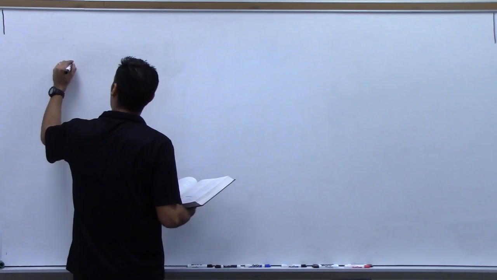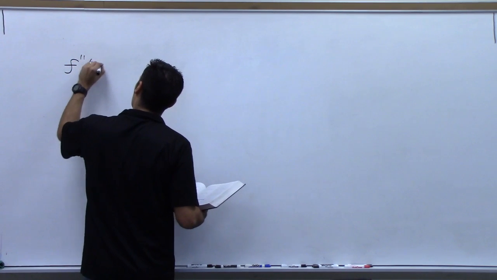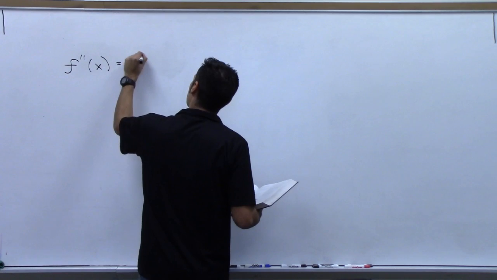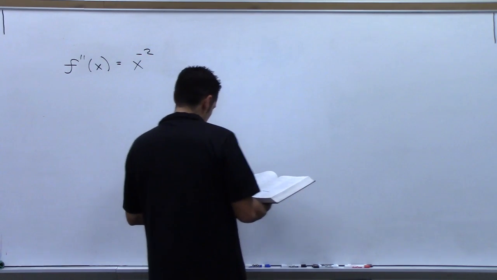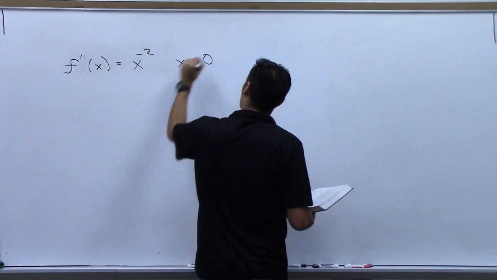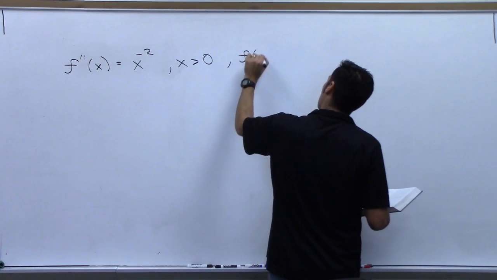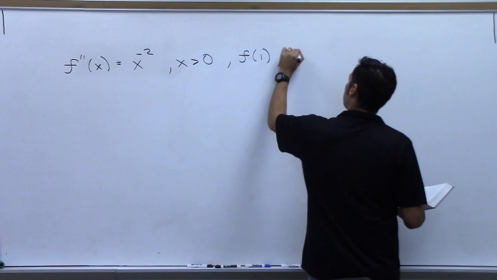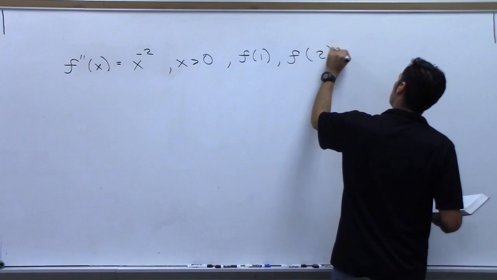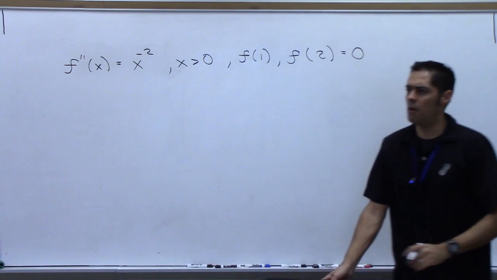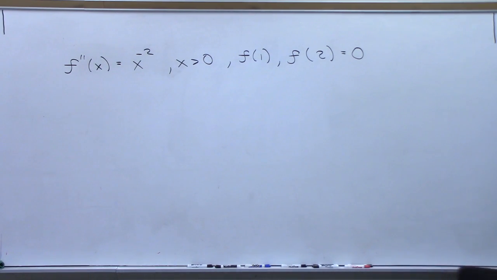Okay, they tell you that f double prime of x equals x to the negative 2, and x is greater than 0, and f of 1 is 0, and f of 2 is 0. Did anyone do this problem? Try to get it? Okay. You should have run into a problem because I didn't really go through anything like this. Is that what you're going to come ask me about? Good, because you should have had a question about this.